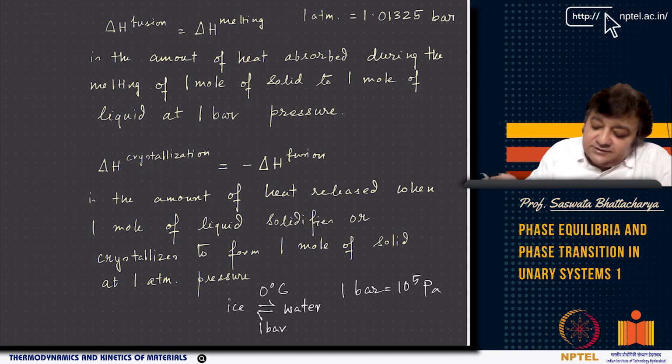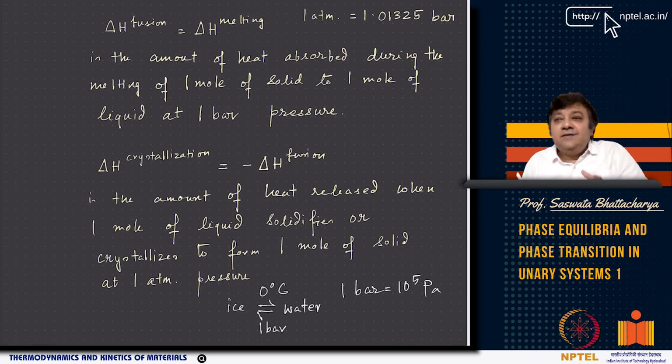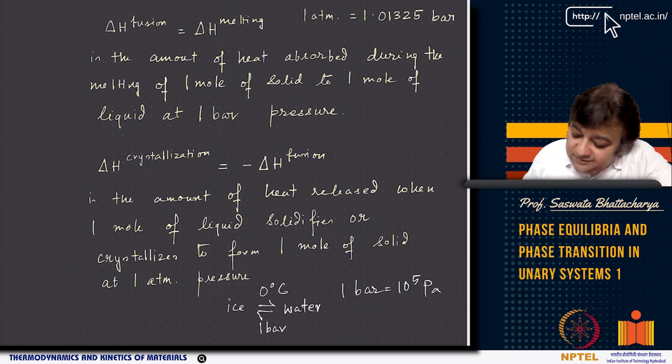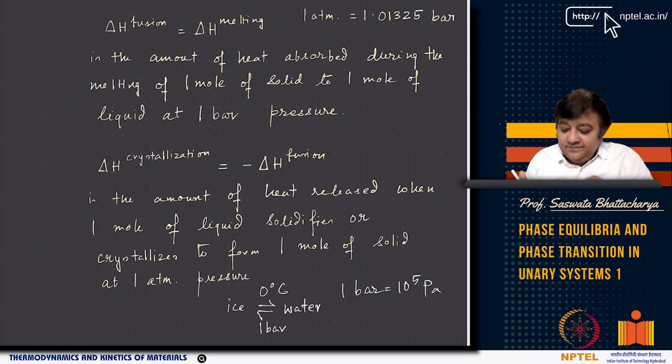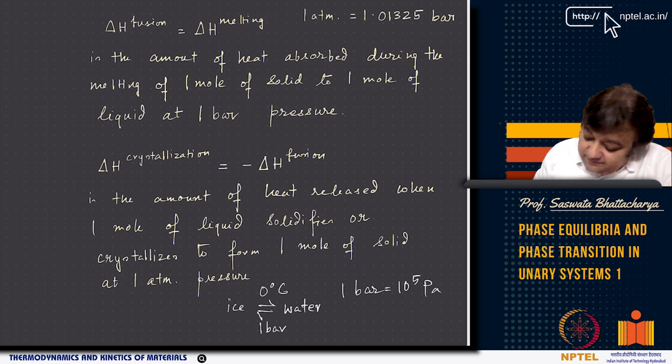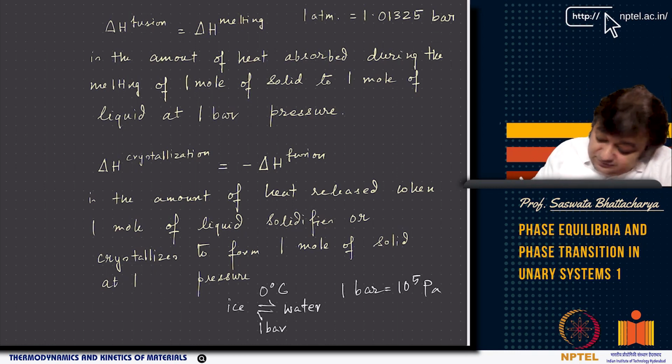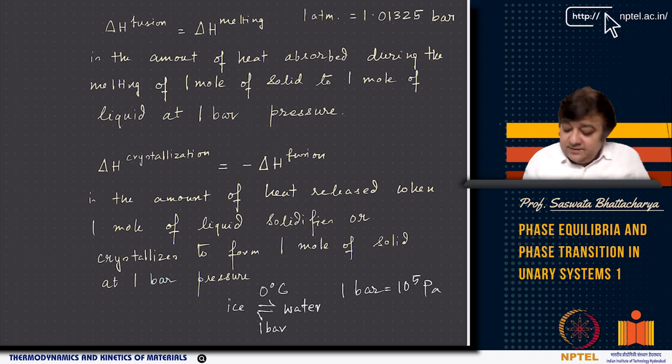And as I told you, delta H crystallization is basically when liquid is transformed to solid. Now when the liquid transforms to solid, it releases heat to the surrounding, right? So it is the amount of heat released from the system to the surrounding when 1 mole of liquid solidifies or crystallizes to form 1 mole of solid at 1 bar pressure. Sometimes people do use 1 atmosphere pressure, but let's call it 1 bar pressure, right?